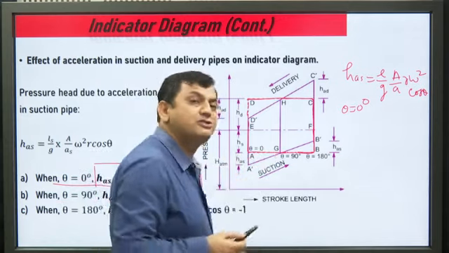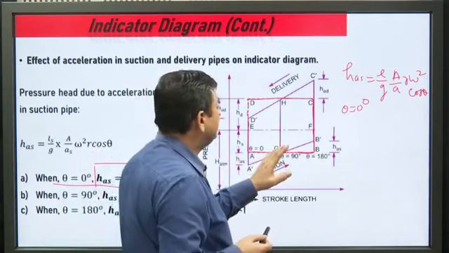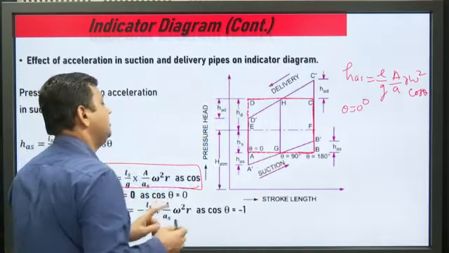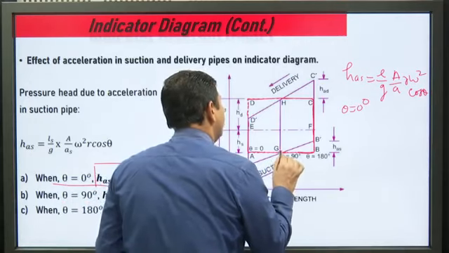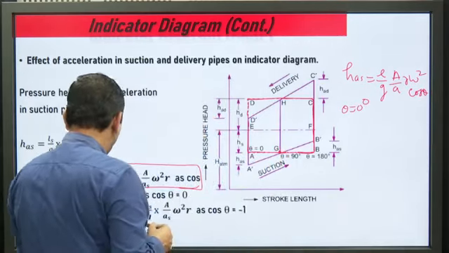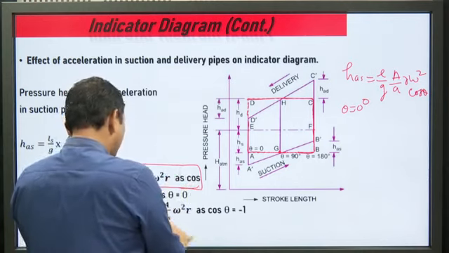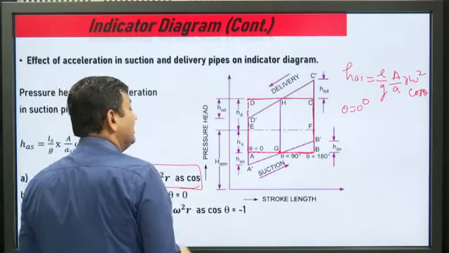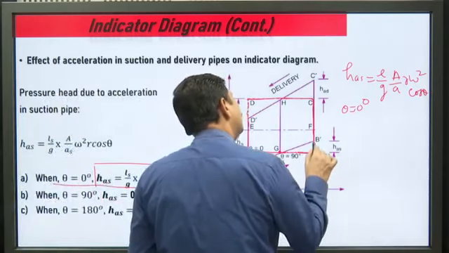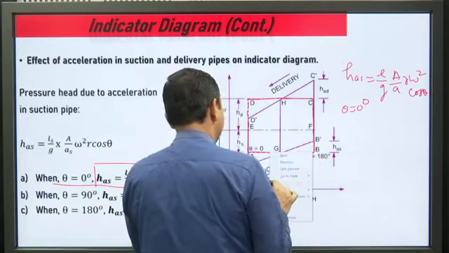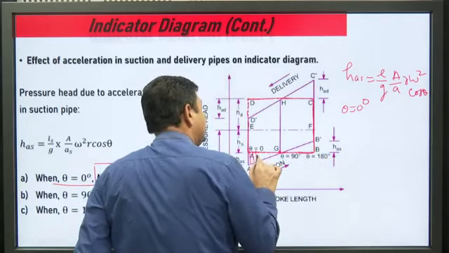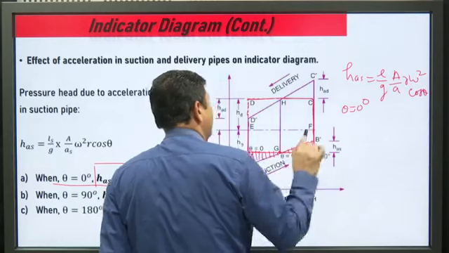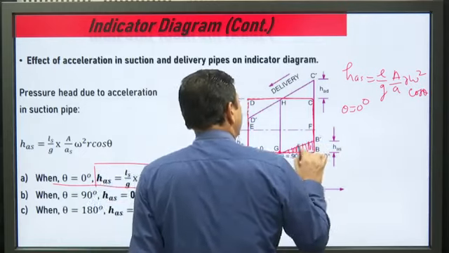What about the middle of the stroke? If you see the middle of the stroke, there is no effect of the friction, it is 0. So this point remains the same, 0. At the end of the stroke, the magnitude is the same, only the sign is reversed. So this area is the same as this area. If you see, both areas are the same. Now this diagram becomes A dash, A.